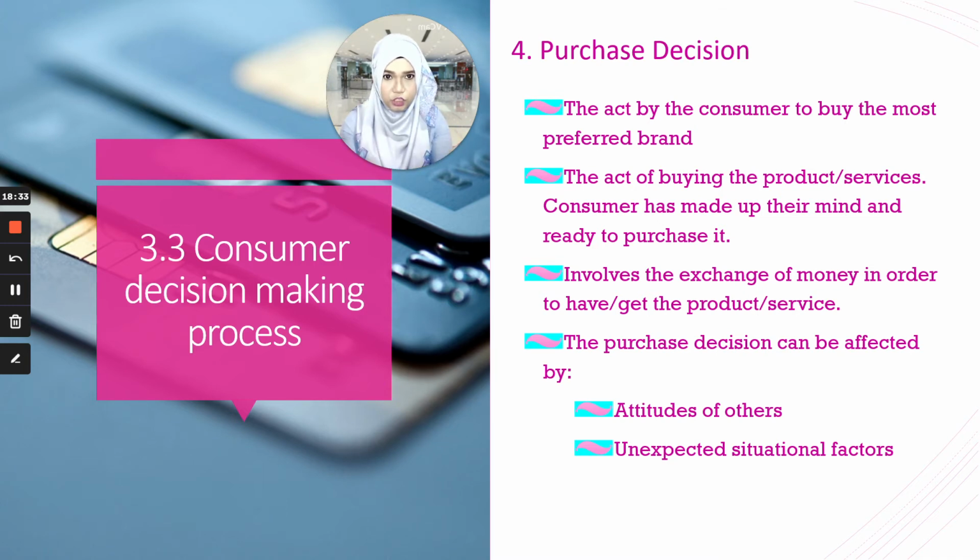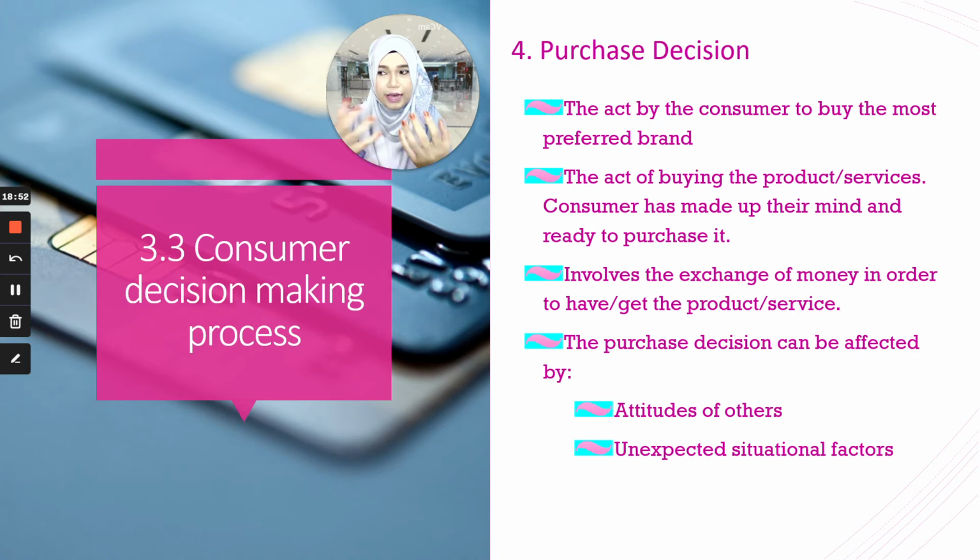So you might change your mind, right or not? So you might want to think, okay, I don't like this person, I want to buy it from somewhere else. So perhaps you go to another shop, right? So the purchase decision still in the process there. Then it could also be another situation whereby there are some unexpected situational factors.